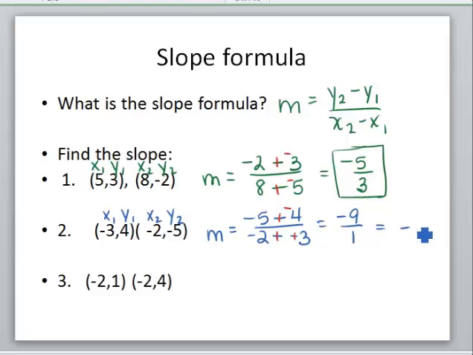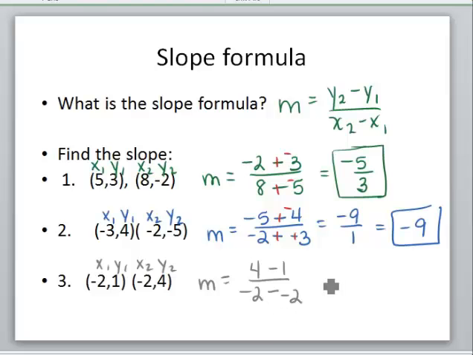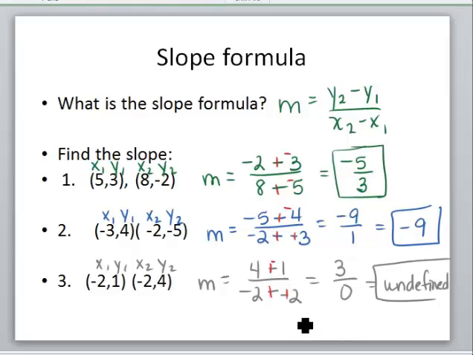That does just mean a negative 9. I'm going to do y2 minus y1 over x2 minus x1. Change my signs to plus the opposite, and I end up with the answer of 3 over 0. 0 on the bottom is considered undefined. 0 on the top is considered 0. So I'll write that as well. If I would have got 0 over 5, this would have been 0. 0 on bottom is undefined. 0 on top is 0.